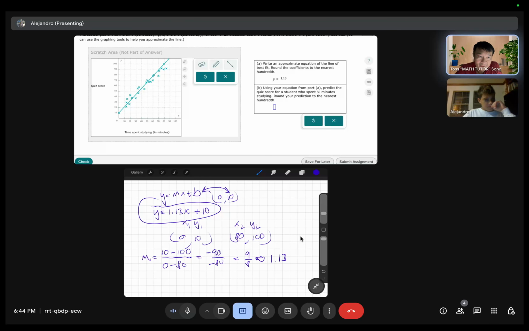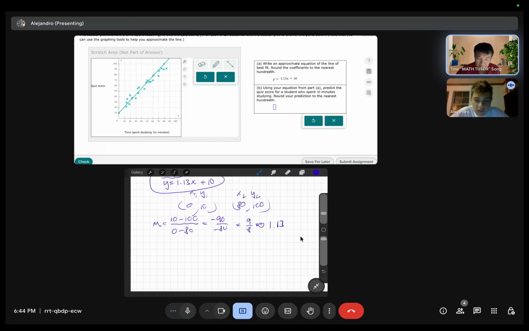It's okay. So 1.13x plus 10. Okay. And then we're going to use that by plugging in x with 50.